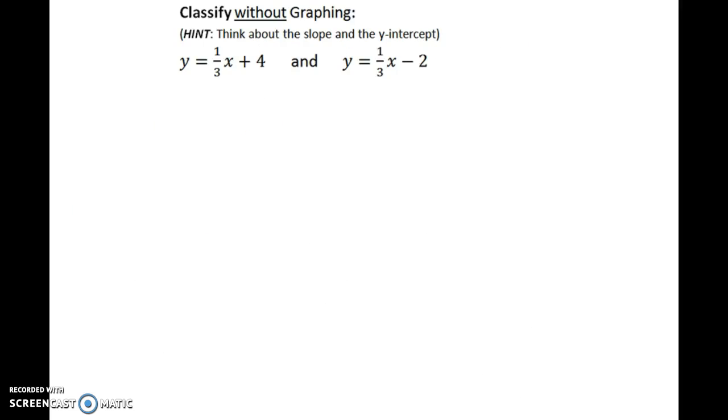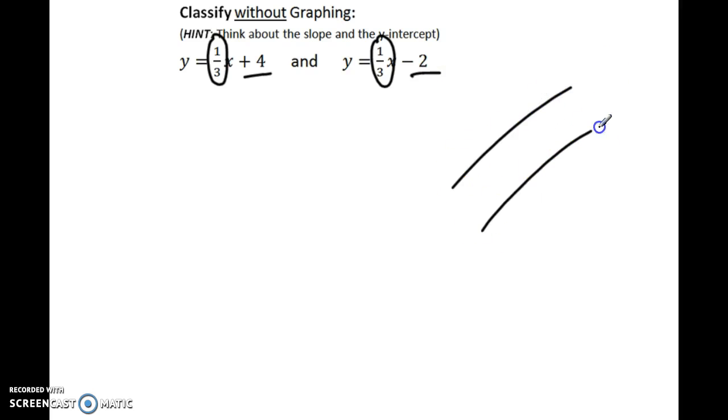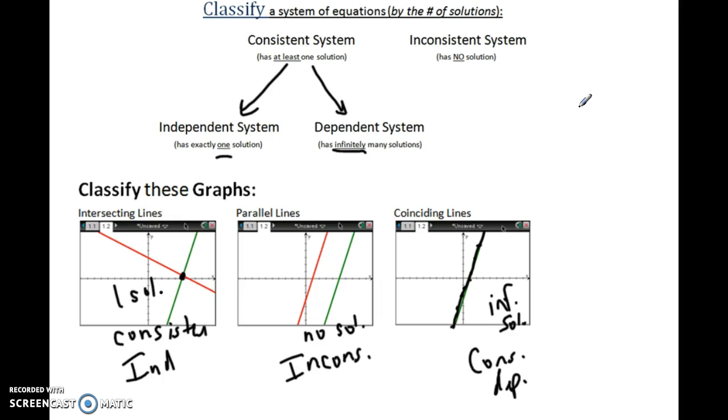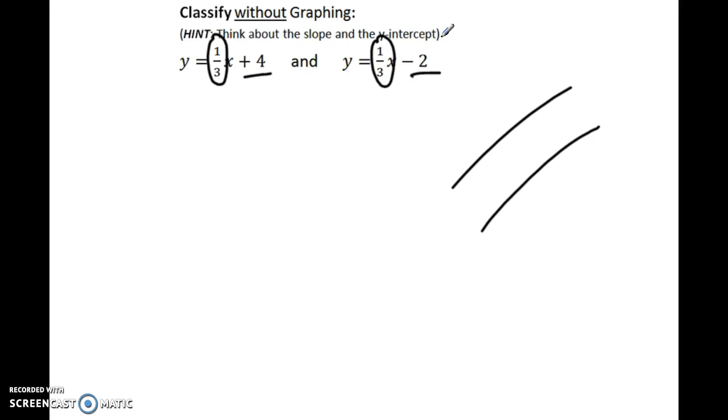Oftentimes you can classify without even graphing. Sometimes you can just look at it and think about the slope and the y-intercept. Like looking at the slope, 1/3, same slope, different y-intercepts. That means these two lines are parallel, which means no solution, so it must be an inconsistent system. So this one is inconsistent.